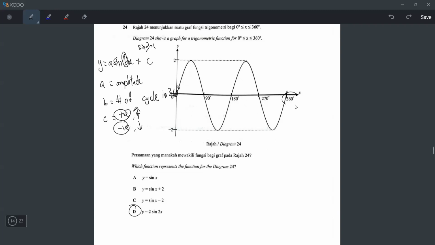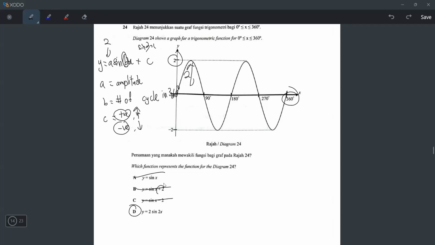That's what it means. But in 360 only exists 1 sine graph and 2 sine graph. That is why I know it should be sine 2x. That's why this one wrong. It's answer automatic D already. And also, if you look carefully, the amplitude is how much? The amplitude is 2. That's why the A should be 2. So the answer is D.